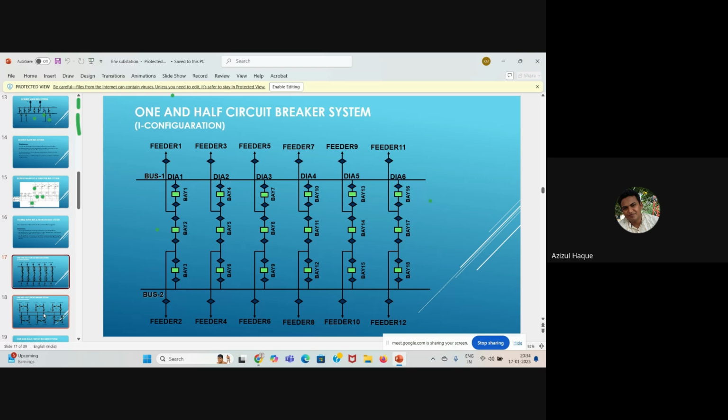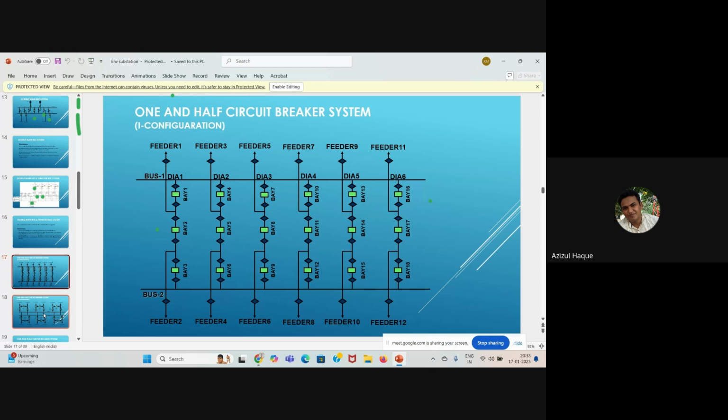Feeder 2 is connected to bus 2 through its own breaker, and there is one bay. This is called the tie bay. This is basically a kind of bus coupler bay. We have this feeder, bus 1 or bus 2, connected to a breaker. This is called the tie breaker. So what is happening here? For every two feeders, we are using 3 circuit breakers. That is why the scheme is named 1.5 circuit breaker.